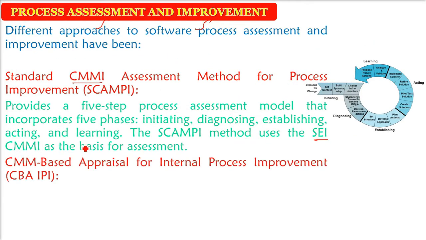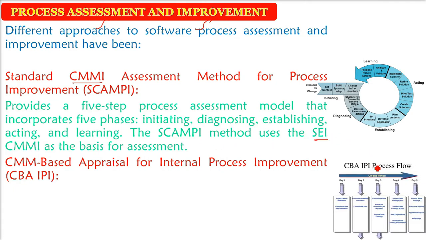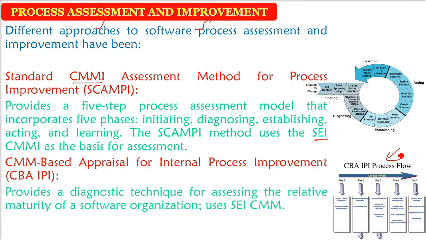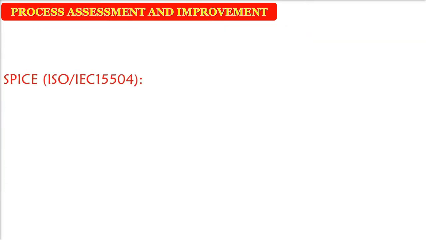Then we have the CBA IPI, CMM Based Appraisal for Internal Process Improvement. So you are following a certain process, now we want it to improve. This is also Capability Maturity Model based, right? We'll be discussing this in greater detail. This provides a diagnostic technique for assessing the maturity of a software organization. This again uses SEI CMM. We will be talking about CMM in great detail. All the phases we are going to discuss. Right now just know about these words, because in the later discussion we'll be defining them.